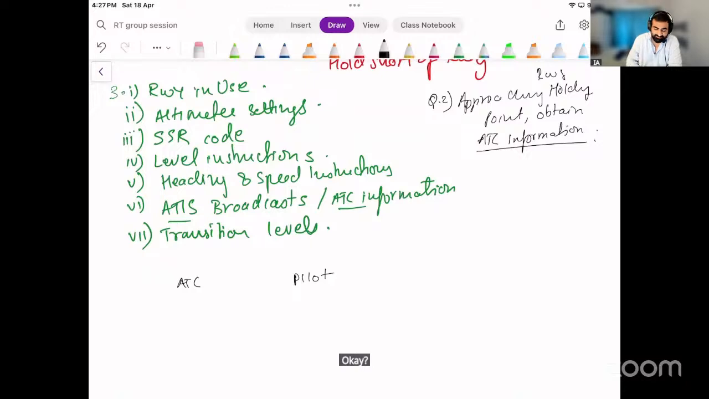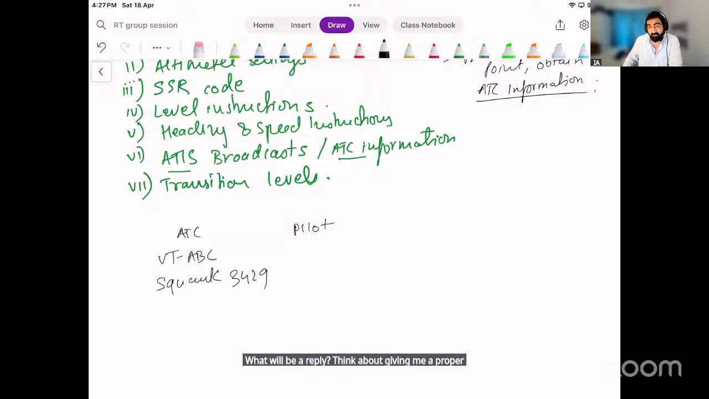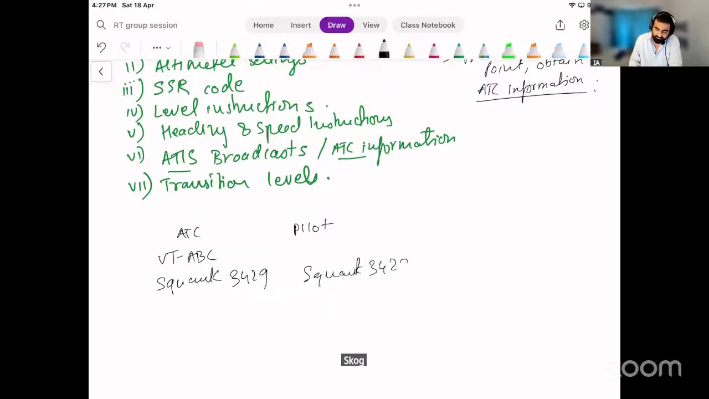So the call is like this. Victor Tango, Alpha Bravo Charlie, squawk 3429. What will be the reply? Think about giving me a proper read back. So your call would be: squawk 3429, Victor Tango, Alpha Bravo Charlie.